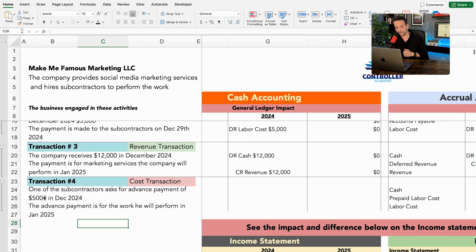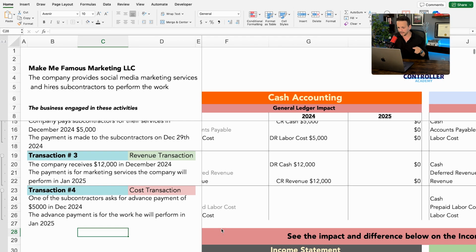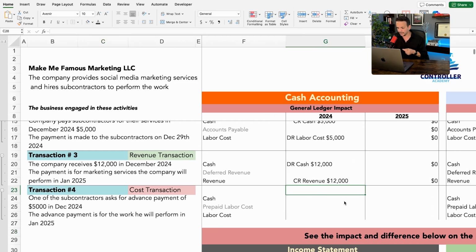Okay, transaction number 4. One of the subcontractors asks for an advance payment of $5,000 in December 2024. The advance payment is for work he will perform in January of 2025. Okay, let's go ahead and see under cash accounting. What we're going to be recording here, since we're following the cash, is in 2024, we will credit cash clearly because that's when we spent it, and we will debit labor cost for $5,000.